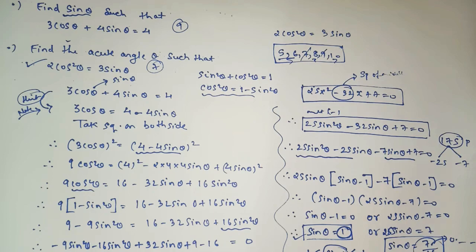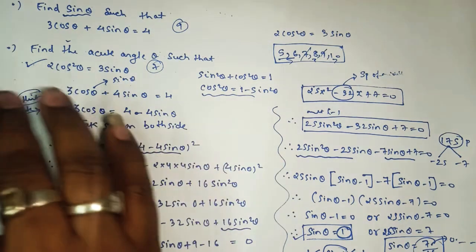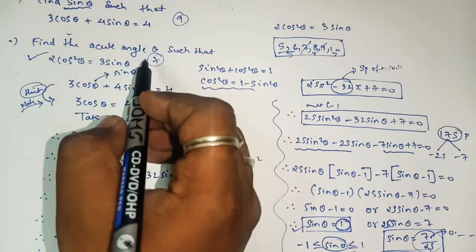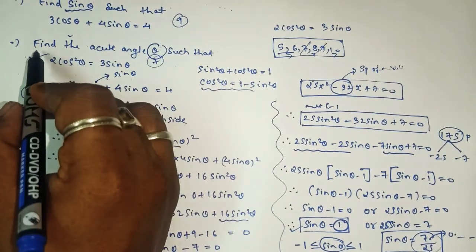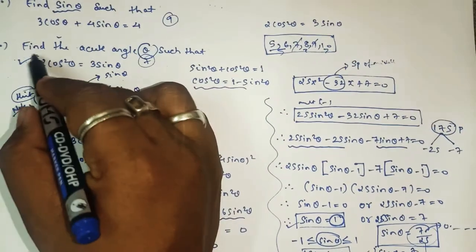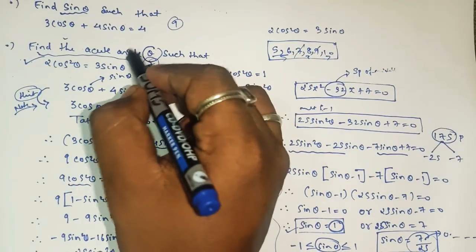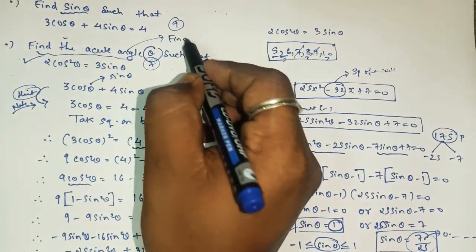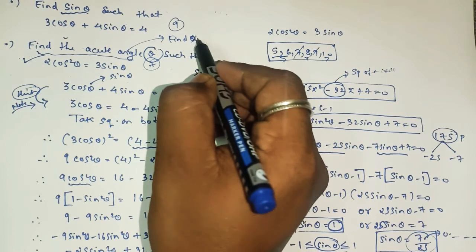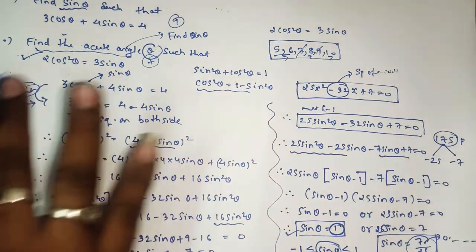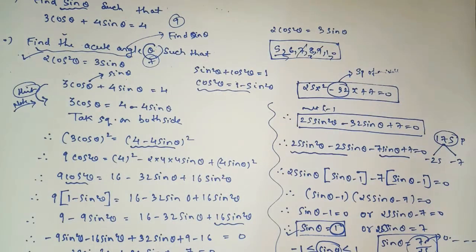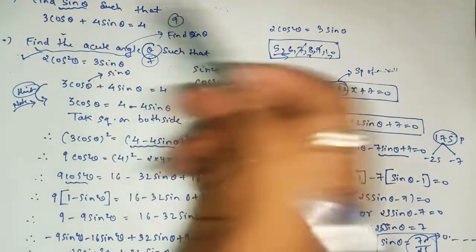Okay, so here for a while I will make some change here. Instead of "find the acute angle", I will make it "find sine theta". In the next lecture we'll see how to find any acute angle whenever the question is in the form of sine or cos.